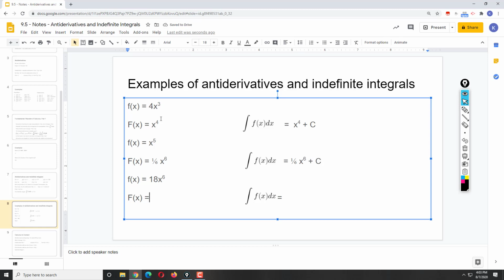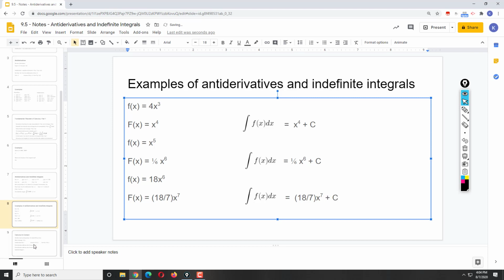One more, if our little f of x is 18x to the sixth power, then our antiderivative, big F of x, well, we know it's going to be the seventh power, and we have to do 18 divided by 7, because we have to divide by our exponent. Not 18 divided by 6, it's by 7, by the exponent that we end up with. So if f of x is 18x to the sixth power, the indefinite integral of f of x dx would be equal to 18 over 7 x to the seventh power plus c.